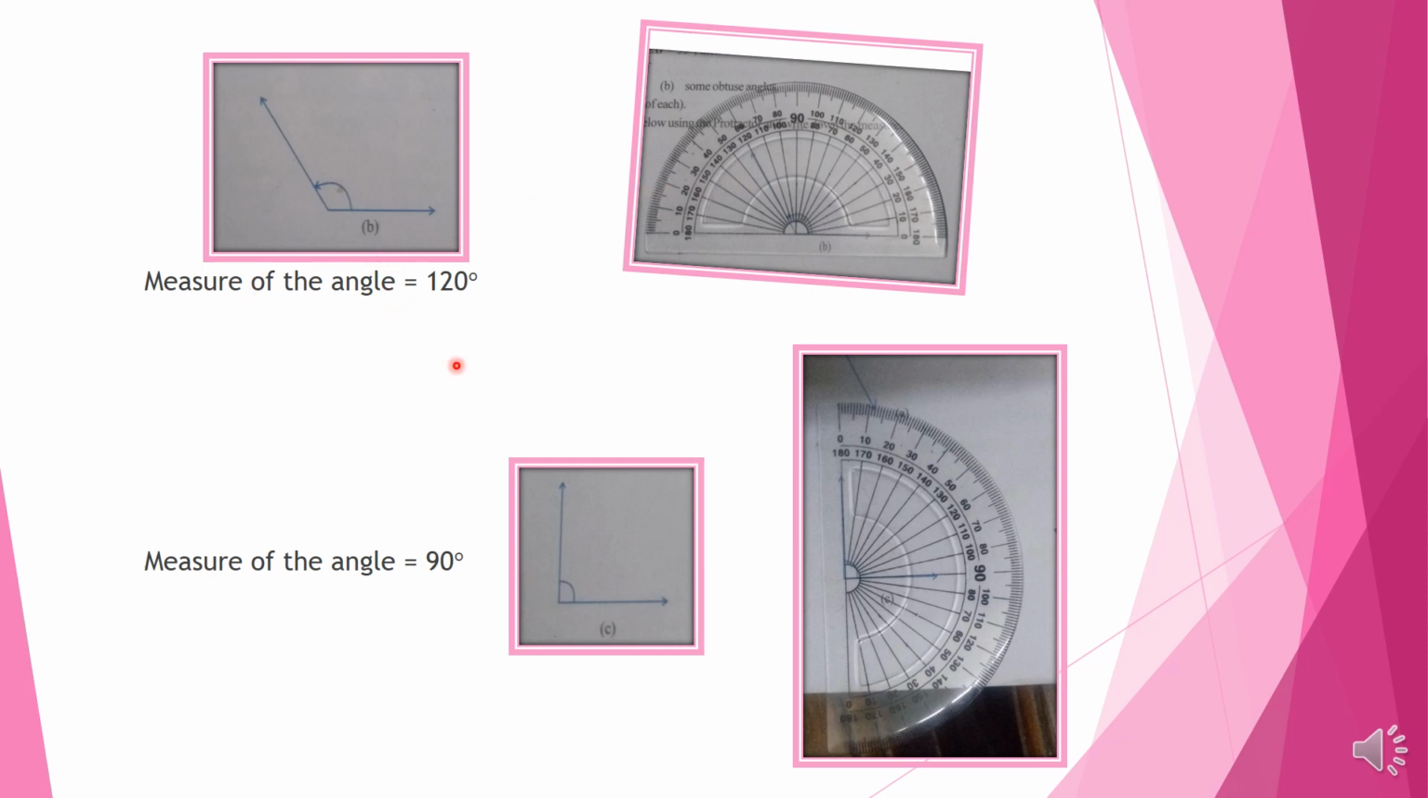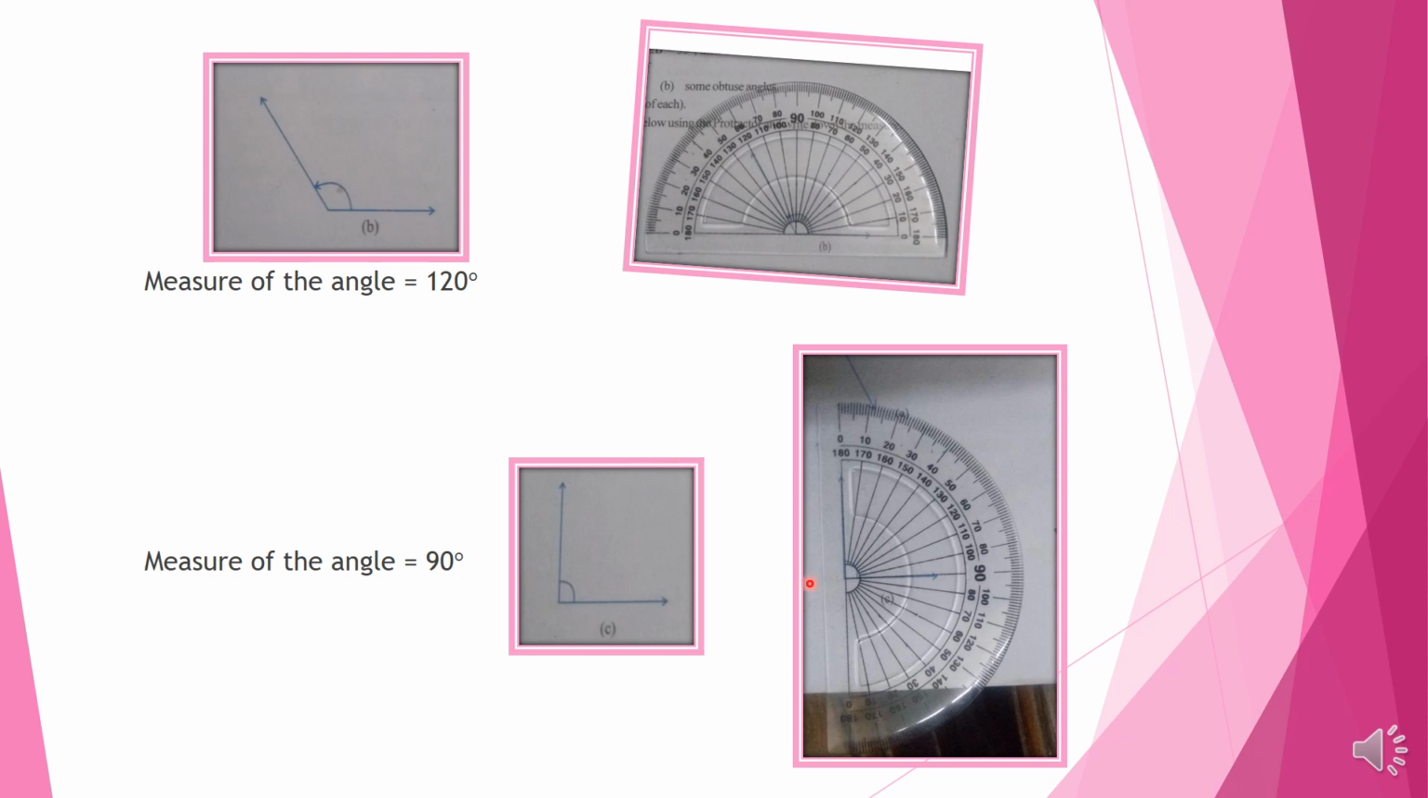Now next, figure C. Here, from the shape itself you can see it is a right angle, right? And if you have a protractor you can use it, and you see it is 90 degrees using a protractor. And here, an obtuse angle, you know it is more than a right angle, right?